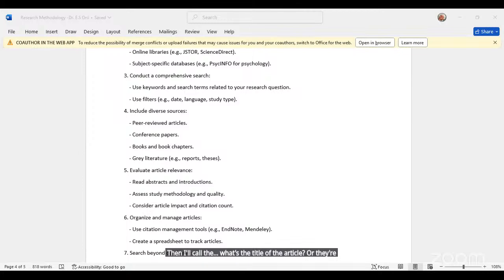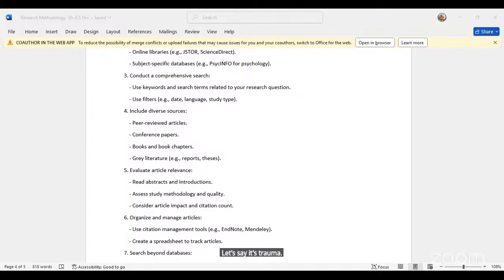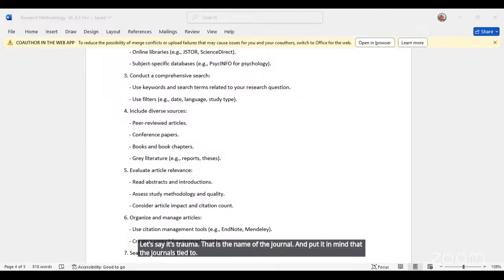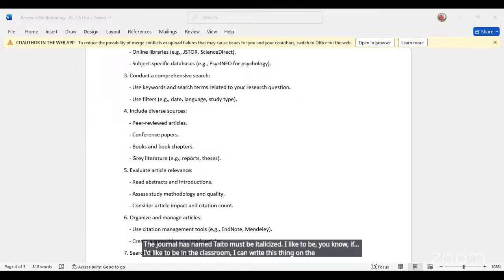Understanding BMI in Achievers, McPherson University students. Then what's the name of the journal? Sorry, the name of the journal is, let's say, Trauma, Violence and Abuse. That's the name of the journal. And bear in mind that the journal's title must be italicized. If I were in the class I would write this on the board. It has to be italicized.